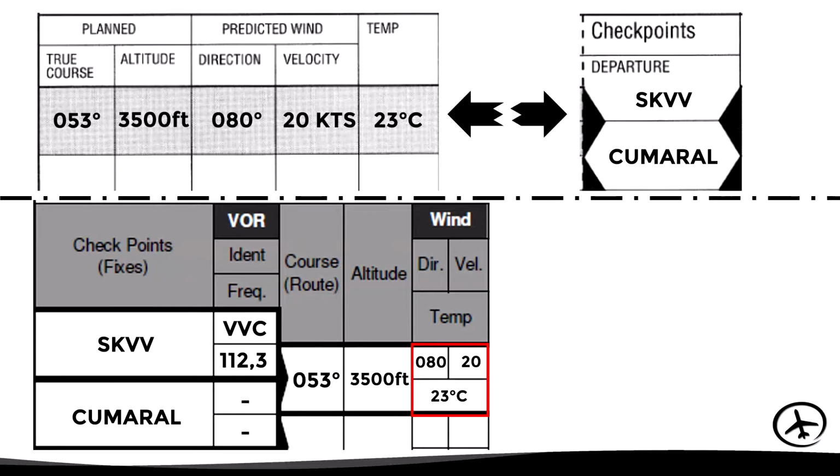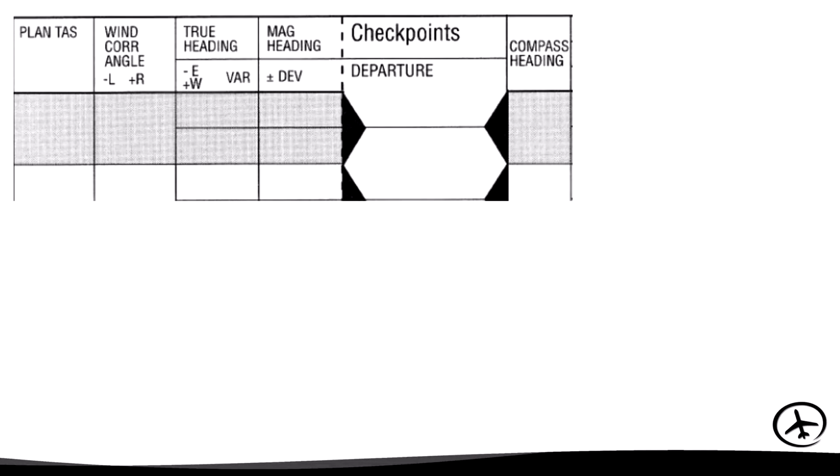Let's now continue with the following sections. In the ASA format, there is not a field to include the planned indicated airspeed, so we just include the calculated true airspeed for that leg, which in this case is 110 knots. Then, we put the wind correction angle, which is +5 degrees in this leg.